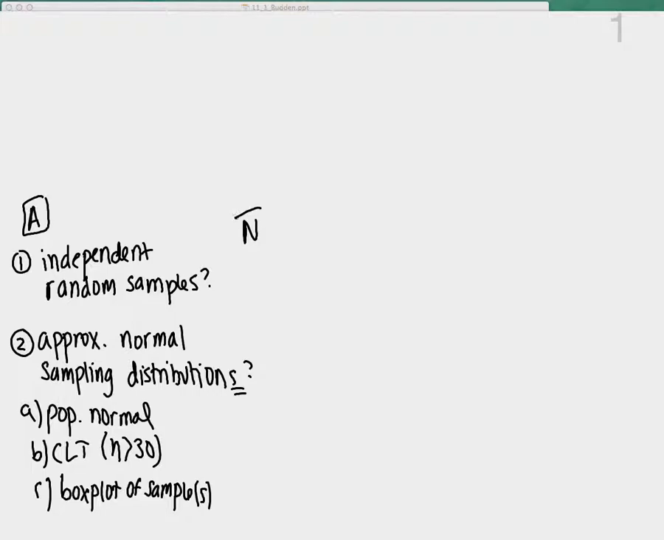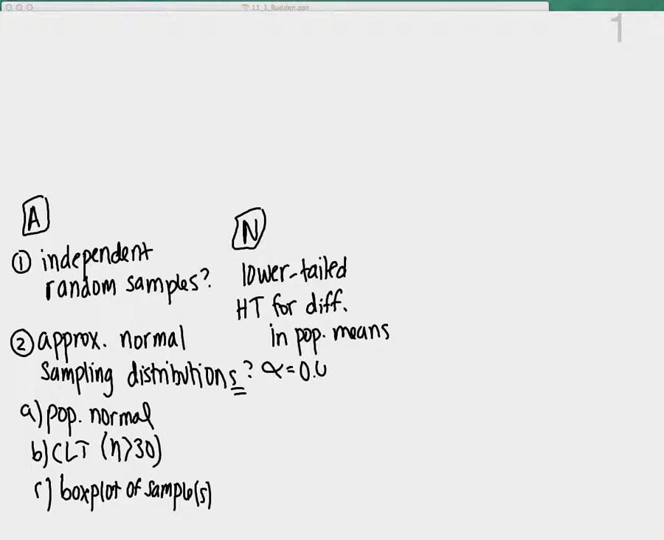Going on to n. You still have to tell me tails. So in this case, we did less than 0, right? So it's going to be lower tailed. You have to tell me the test name. So this is a hypothesis test for the difference in population means. Of course, don't abbreviate it like that, actually write it out. Alpha is going to be 0.05.